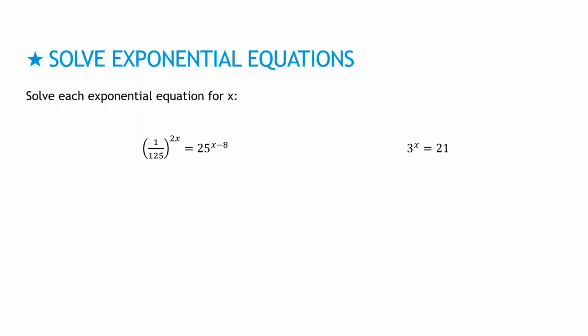So my first one, looking at 125 and 25, these are base 5 numbers. So 5 times 1 is 5. 5 times 2 is 25, so that's 5 squared here.